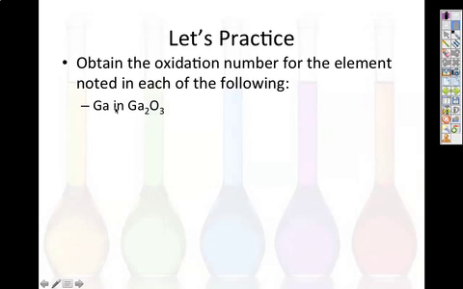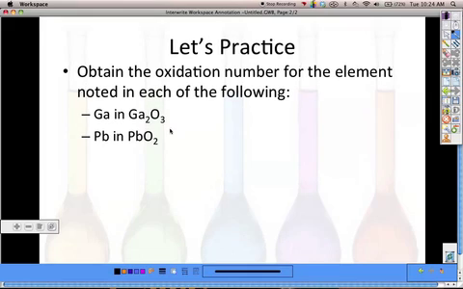Our next example, the lead in lead oxide. We know that it's a compound, so overall it has to be a 0. And we know that oxygen is always a 2 negative. So 2 times 2, we have a 4 negative based off of that oxygen. And we know that we need a 0 overall. So that means my lead, Pb, must be a 4 positive.